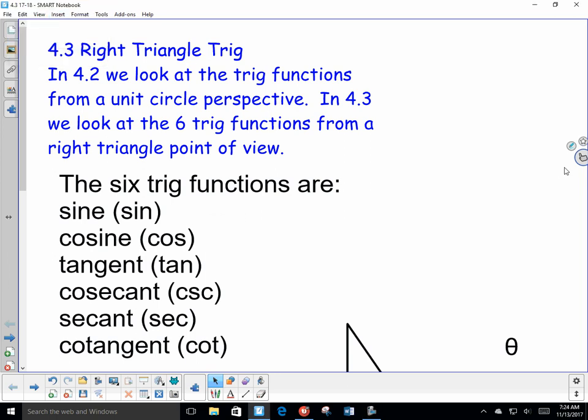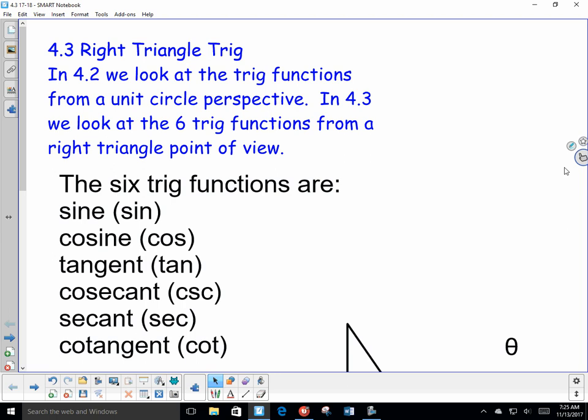We're looking at section 4.3, right triangle trigonometry. In section 4.2, we looked at the trig functions from a unit circle perspective. In section 4.3, we look at the 6 trig functions from a right triangle point of view. The 6 trig functions are sine, cosine, tangent, cosecant, secant, and cotangent. We abbreviate all 6 of these trig functions with 3 letters.